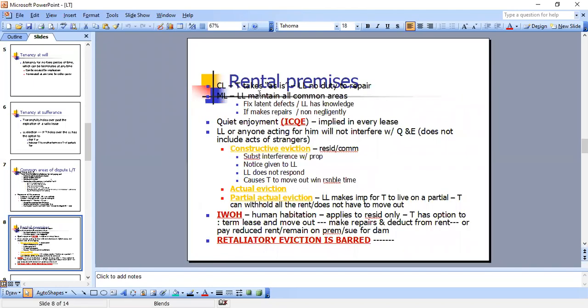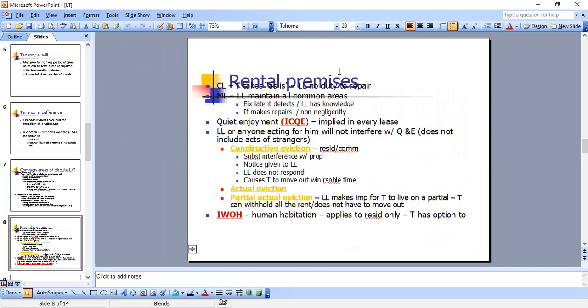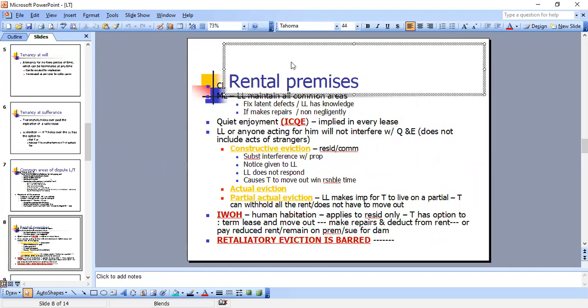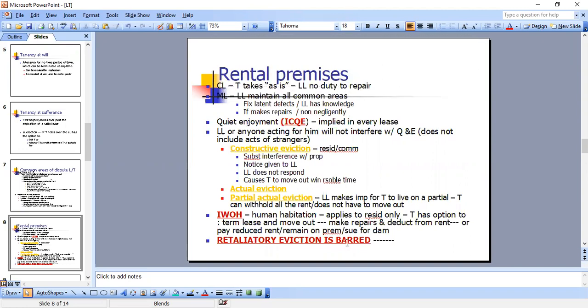Rental premises. Ooh, this one looks messy. What happened here? Let me take care of this real quick. Hurry, I gotta get this done. That's good for now. I'll fix it later.